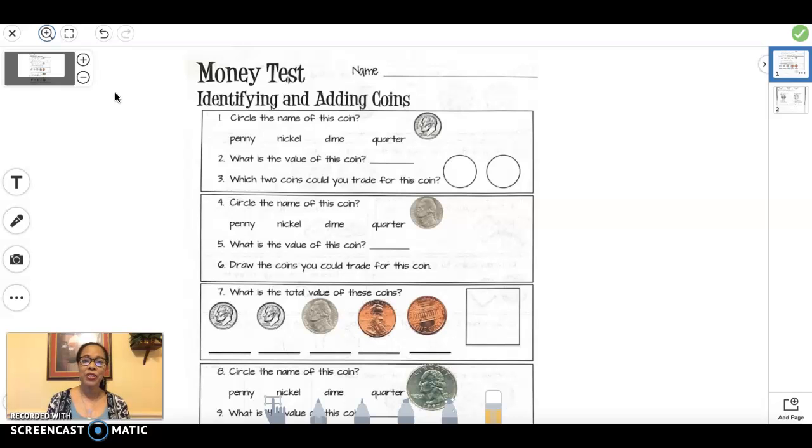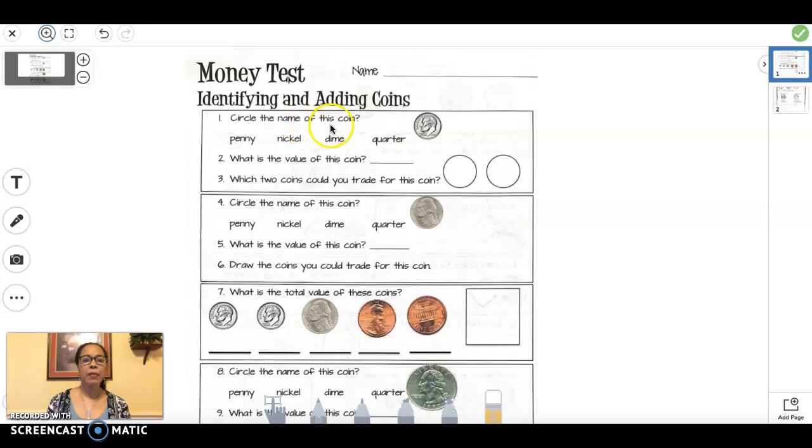So again, I just want to reassure you that it is perfectly fine for you not to know the answers to these. We do want you to do your best. That lets us know what you already know, and it helps us to get a foundation for what we need to teach you next. Okay, so let's begin. It is a money test, and I'll read most of this to you so that you know exactly what to do. This says money test, identifying and adding coins.